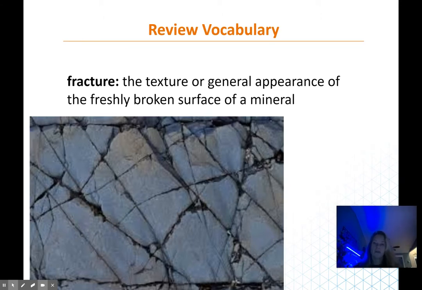So a fracture is when a rock breaks. You can see this rock here is broken, and that's a fracture. When we learn about fracture and cleavage, remember fracture is when it breaks unevenly. So this would definitely be fracture. It's not breaking evenly at all. Cleavage would be where it breaks with an even pattern.